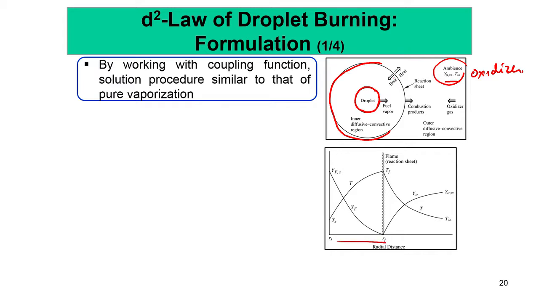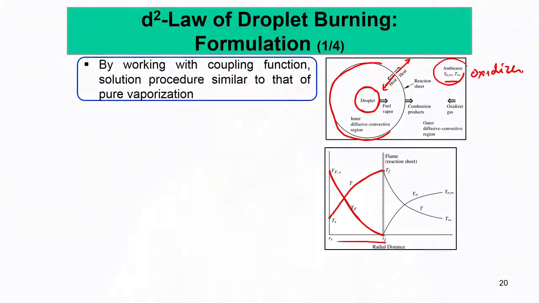So this flame will provide heat through conduction to both the droplet as well as the ambient. The heat that it provides to the droplet will help in sustaining the evaporation, because this flame is now going to provide the latent heat of evaporation required for the droplet to convert from the liquid phase to the gas phase. Okay. So this will work with the coupling function formulation, and the solution procedure will be similar to that of pure vaporization.